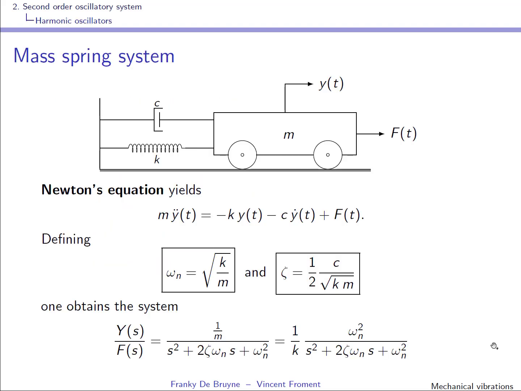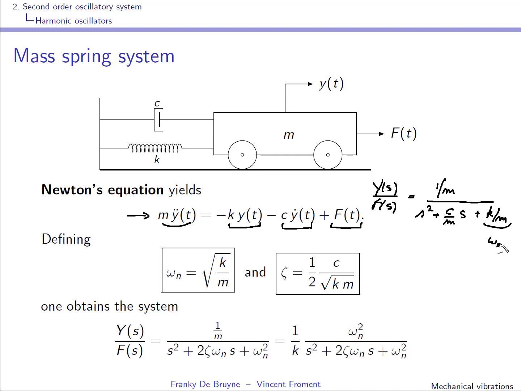As a first example of a harmonic oscillator, we consider the mass spring system, and if we write down Newton's second law, we know that mass times acceleration is the sum of the forces. You have the restoring spring force, you have the damping force, and you have the external force. So if you go to the Laplace domain, you have Y(s) divided by F(s) equal to 1 over m, divided by s squared plus c over m s plus k over m.